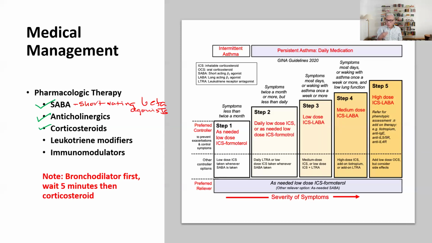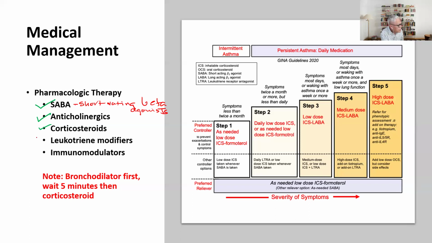Okay? So the rescue medications that we're going to give are going to be your SABA, your short-acting beta agonist, as well as your short-acting anticholinergics, such as ipratropium or Atrovent. Then steroids are going to be drugs that are most effective in preventing attacks from happening. And these are going to have a slow onset, but also a long-lasting effect.